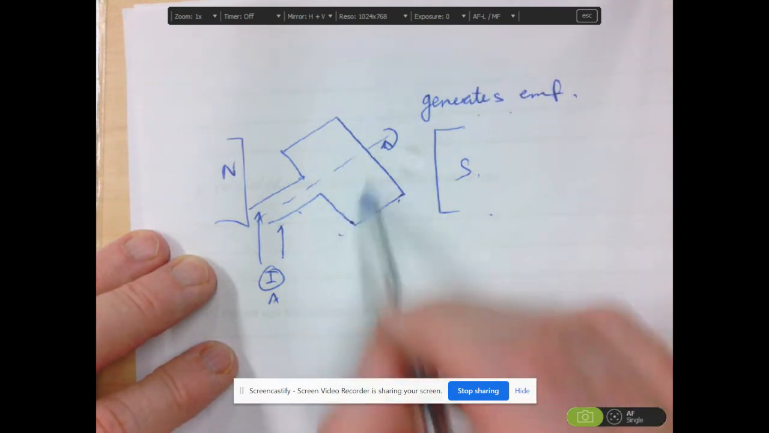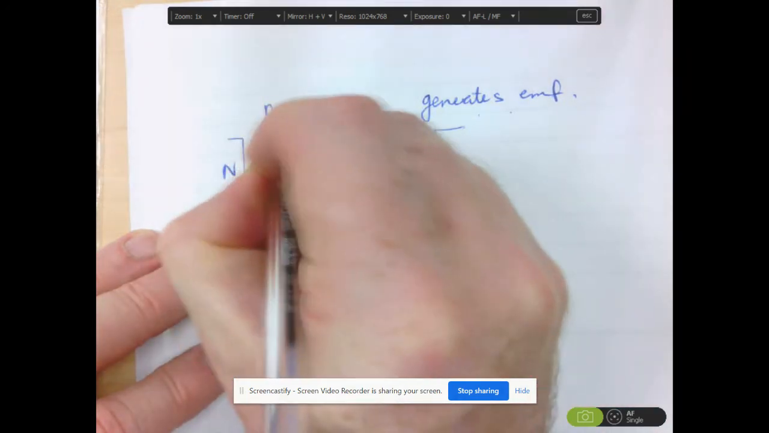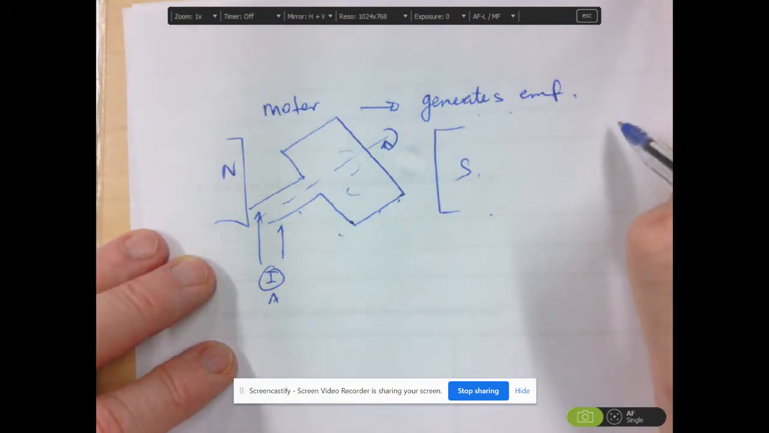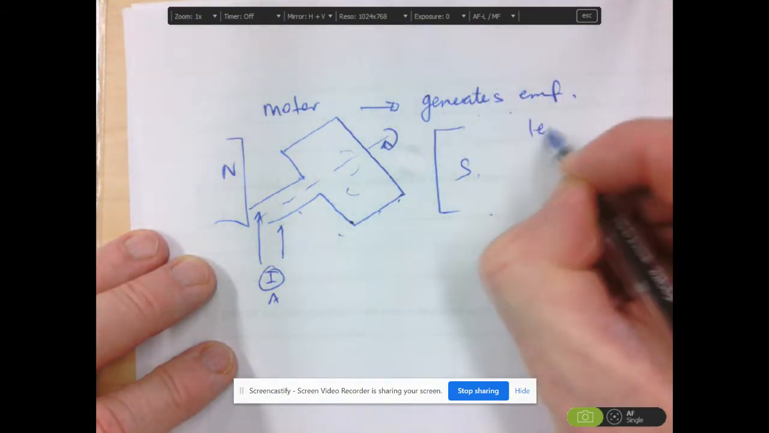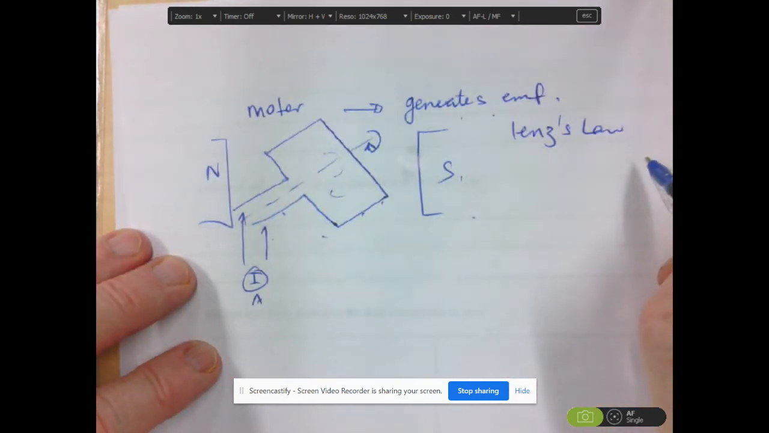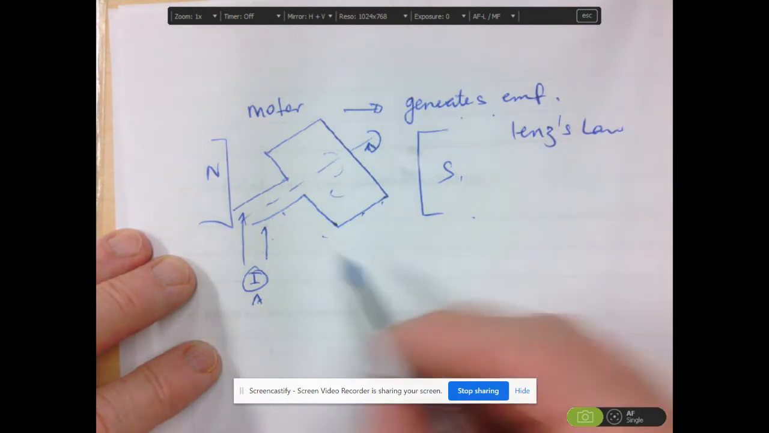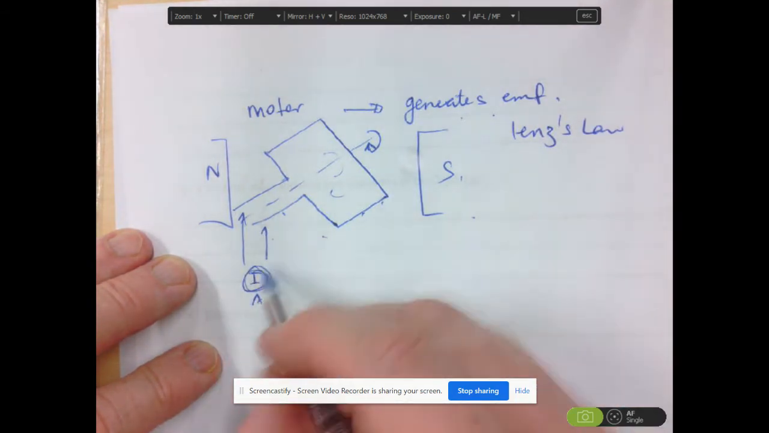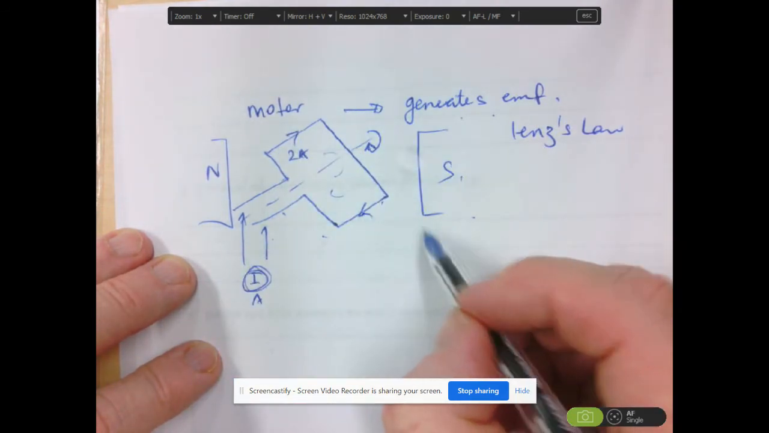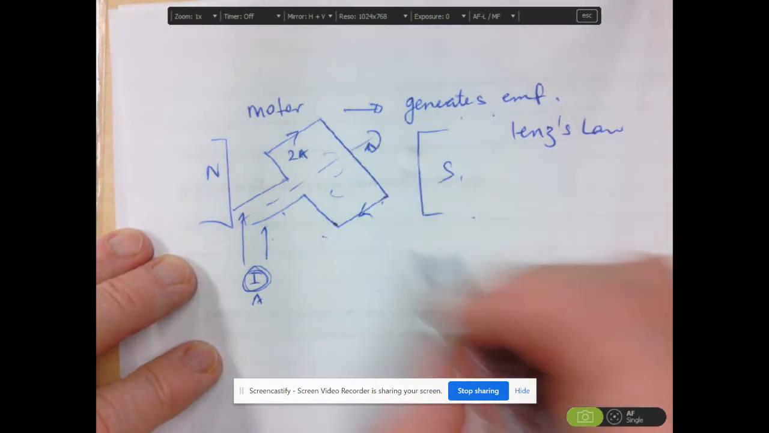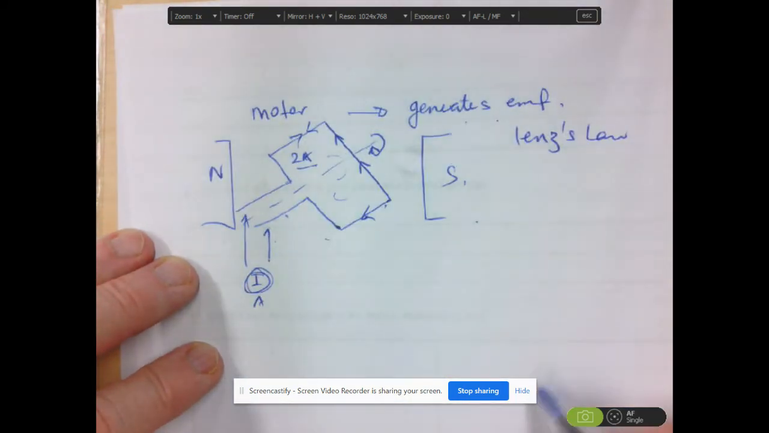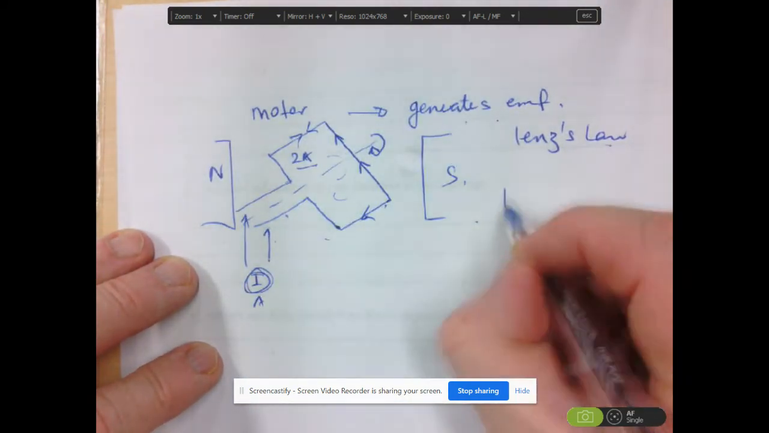So as this coil does turn as a motor, as the coil turns, it is going to generate some EMF. And that EMF, according to Lenz's law, must oppose the motion of the motor. And therefore, it's going to go and reduce the current coming in. So if there's 2 amps to begin with going through this coil, then as it begins to turn, there will be a generated current going backward to reduce this 2 amps, according to Lenz's law. And this is called back EMF.